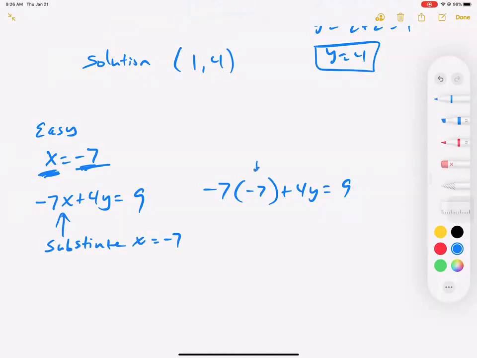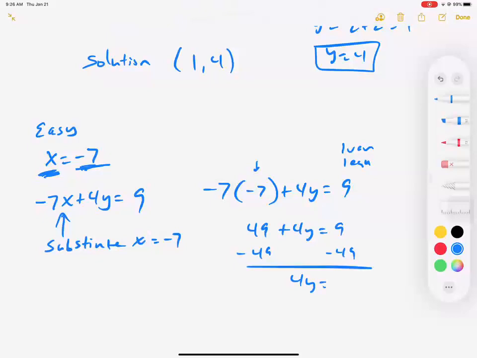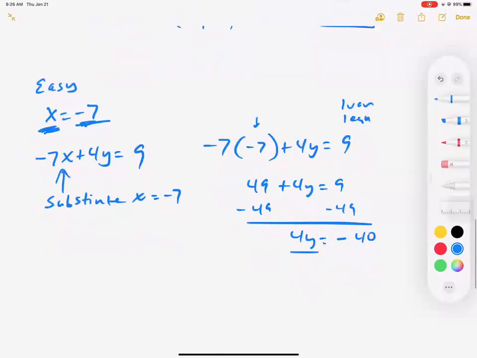So when we plug in negative 7, you notice that now we have one variable, one equation. So let's just solve for y. 49 plus 4y is equal to 9. That's minus 49 to both sides, because we're solving for y. This is going to be negative 40, which is fine with me. Divide by 4, divide by 4. Y is equal to negative 10.